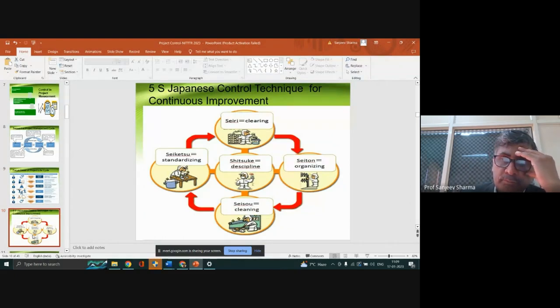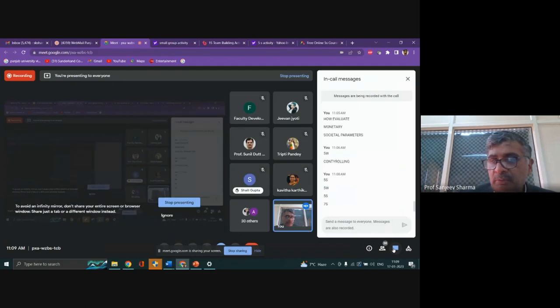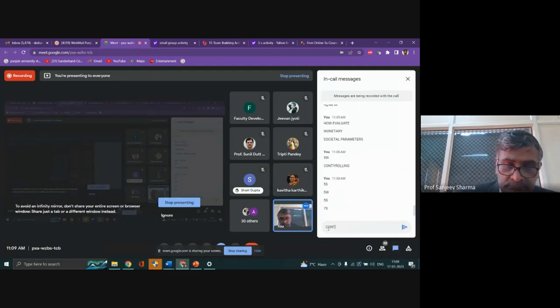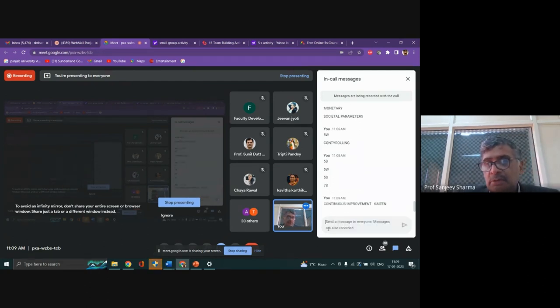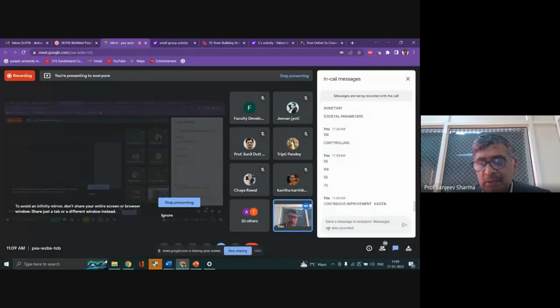Now, when the Japanese were trying to develop Kaizen, what is the concept of Kaizen? Kaizen means continuous improvement. Maybe somebody would have introduced you to Kaizen. So when they were trying to find out how things can improve, and how that improvement can be further improved, and further improvement, that is this continuous churning.